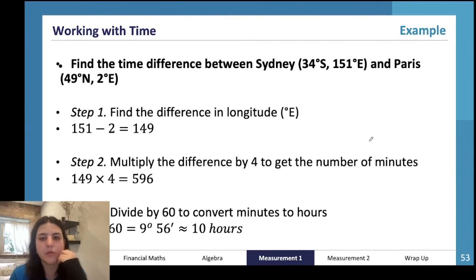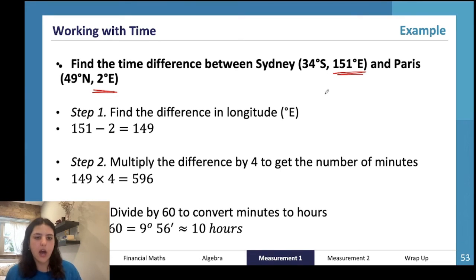Find the time difference between Sydney and Paris. So we know Sydney is 151 degrees east and Paris is 2 degrees east. The first thing we need to do is find the difference between these two east measurements. Now, time is not affected by north or south, right?